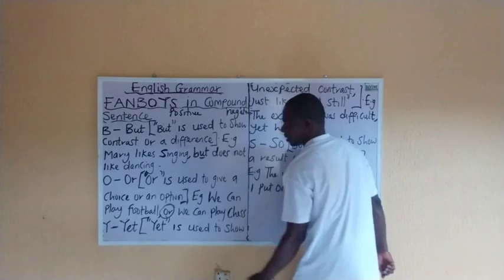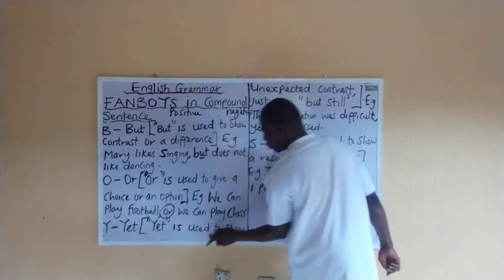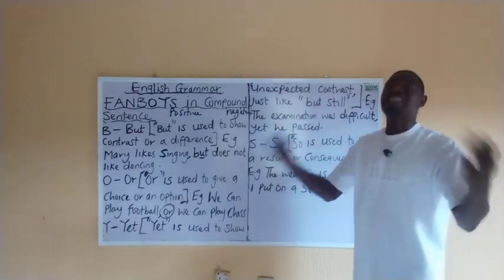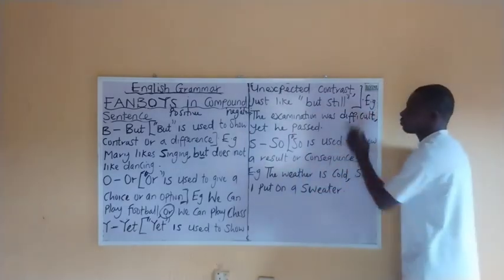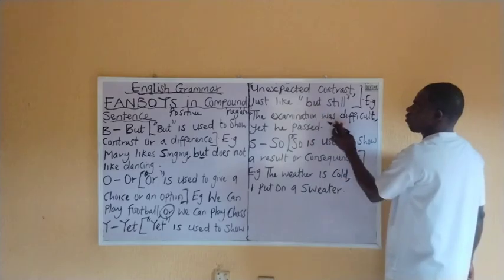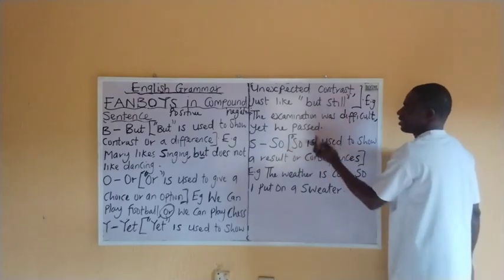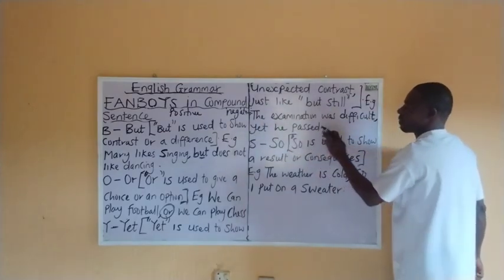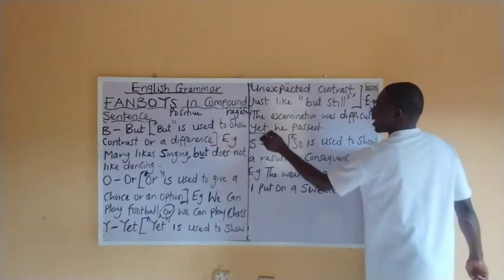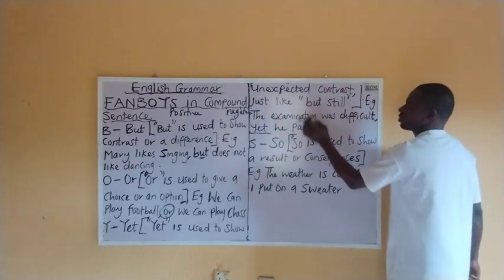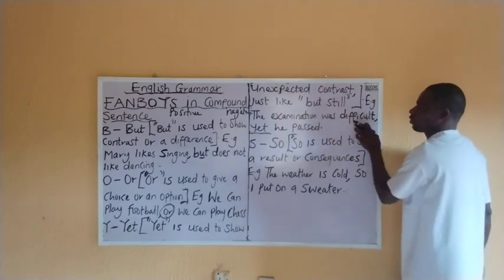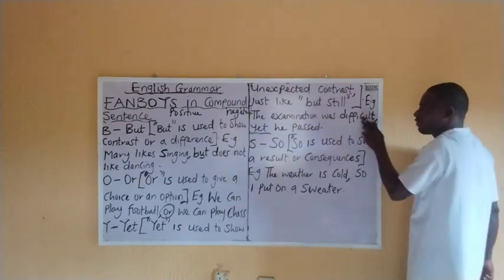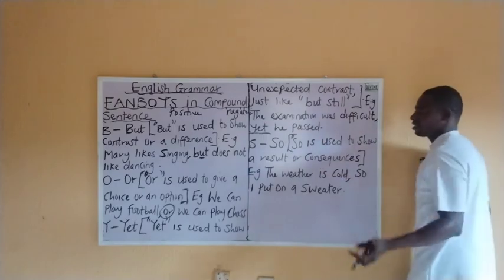Y in FANBOYS stands for "yet." Yet is used to show unexpected contrasts, just like we say "but still." Let's say, for example: The examination was difficult, yet he passed. In other words, the examination was difficult, but still he passed. So "yet" is used to connect the two independent clauses: the examination was difficult, he passed. So it becomes: The examination was difficult, yet he passed.